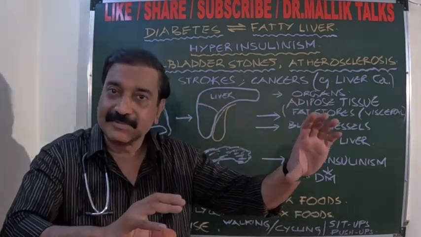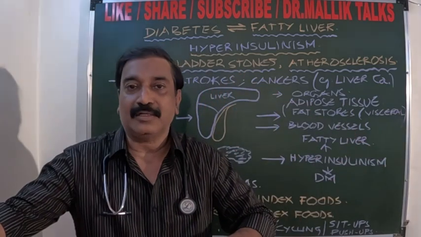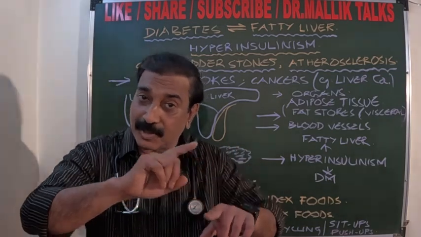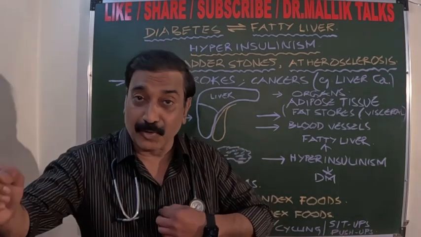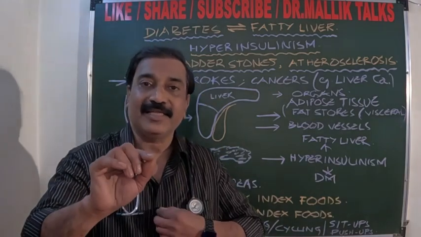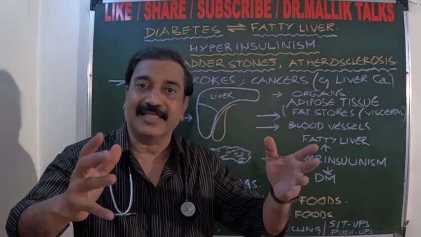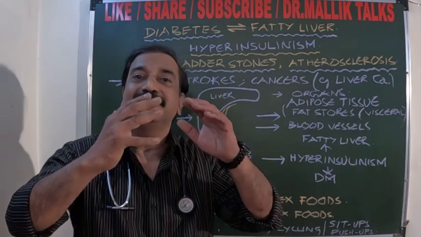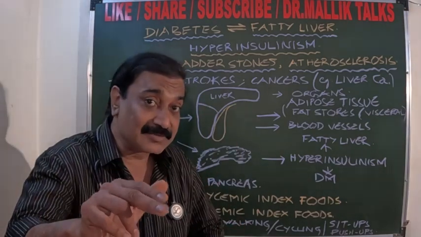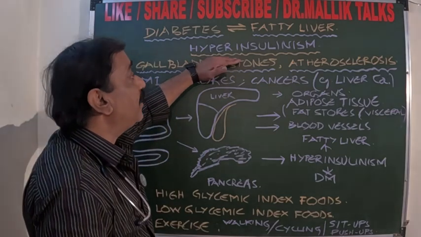So if you get fatty liver, you are heading for diabetes, or if you are a diabetic, you are already having fatty liver, or you are going to get fatty liver. So this is an important entity. What is fatty liver? What is diabetes? They are nothing but just like twins. Okay. And what is the reason for these twins?